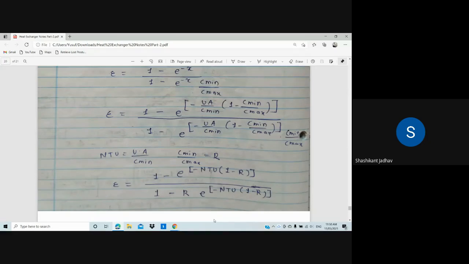we get the equation as epsilon is equal to 1 minus e raised to minus x. So instead of x we have to put that value, u into A divided by C minimum into bracket 1 minus C minimum upon C max, divided by 1 minus e raised to minus u into A divided by C minimum into bracket 1 minus C minimum upon C max bracket complete, into C minimum upon C max.